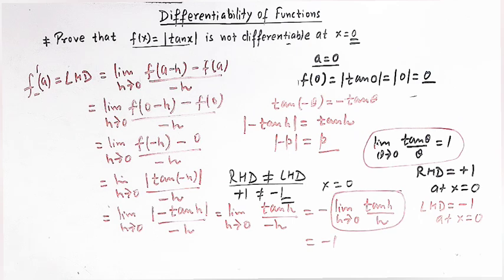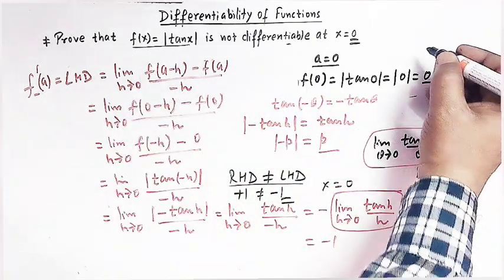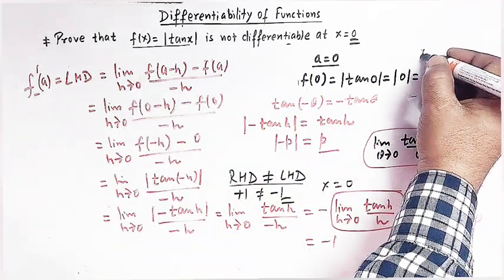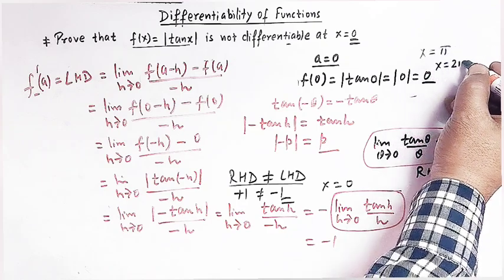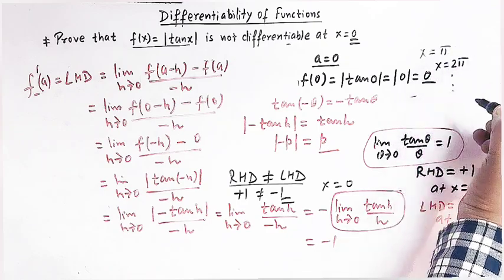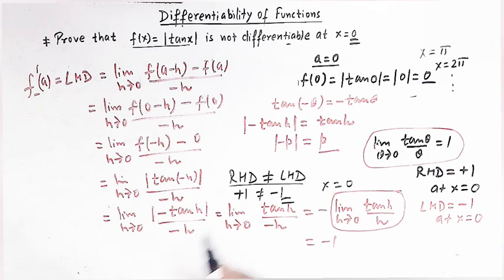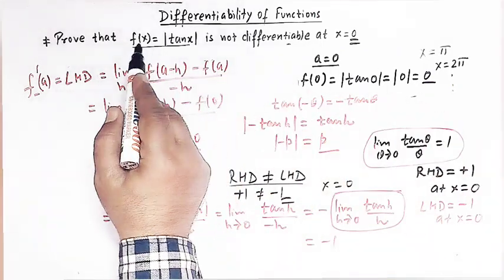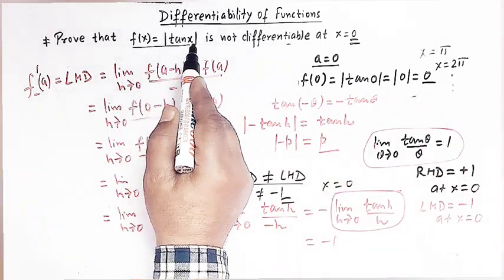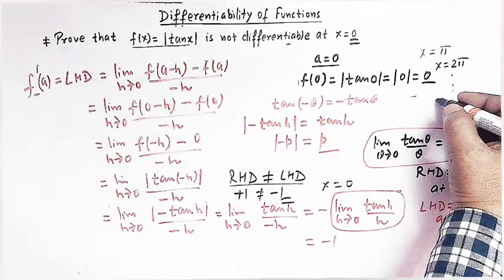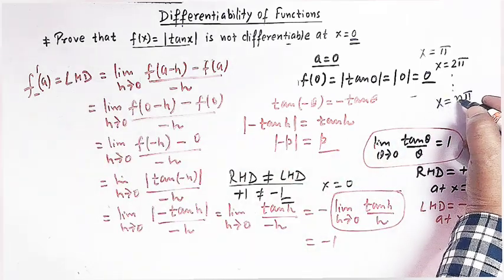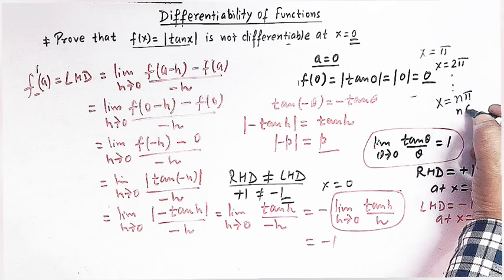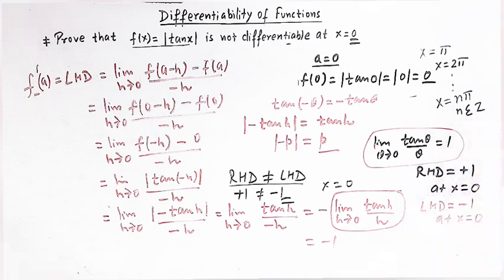And similarly we can prove that this function is not differentiable at x is equal to pi, and similarly x is equal to 2 pi, and so on. And in general we can say that f of x is equal to mod tan x is not differentiable at the points x is equal to n pi, where n belongs to the set of integers.